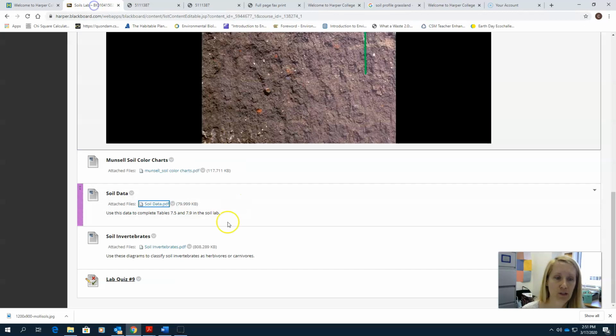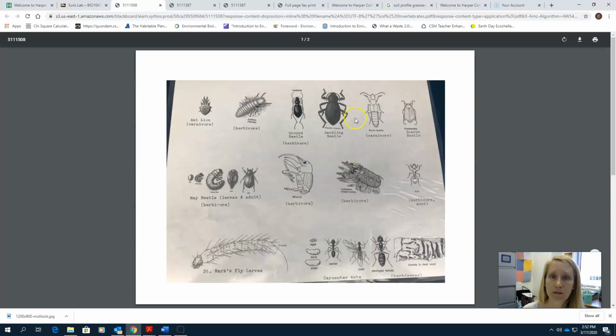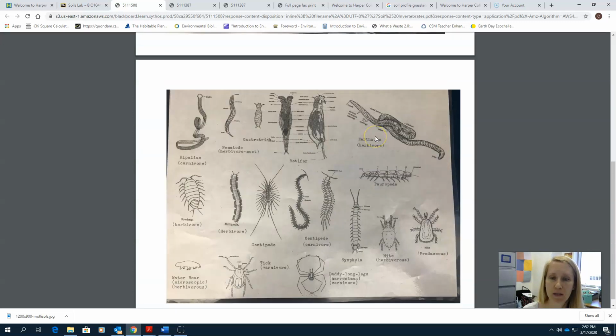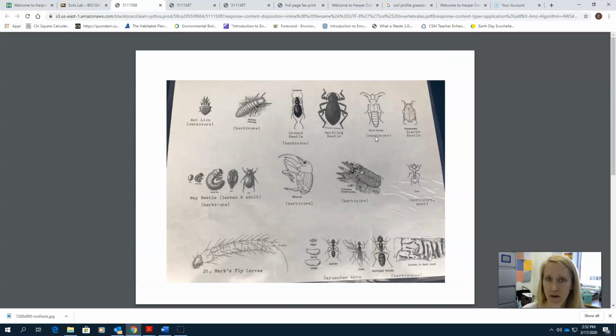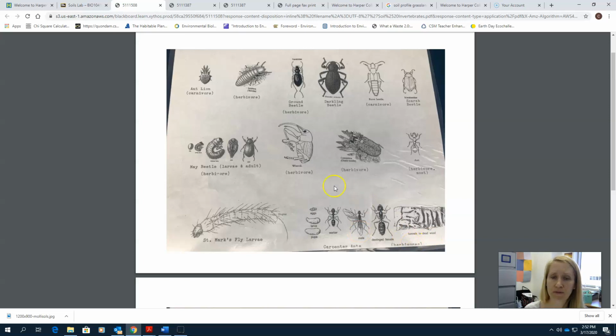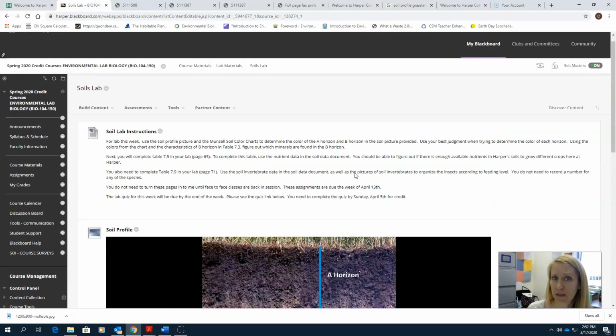And then what I'd like you to do is use these soil pictures of these invertebrates and figure out what's an herbivore and what's a carnivore for all of the species I've given you. Okay, so again, nothing difficult, fairly simple. You just find the different little soil invertebrates I gave you and write down whether they're herbivores or whether they're carnivores. So that does it for this particular lab.